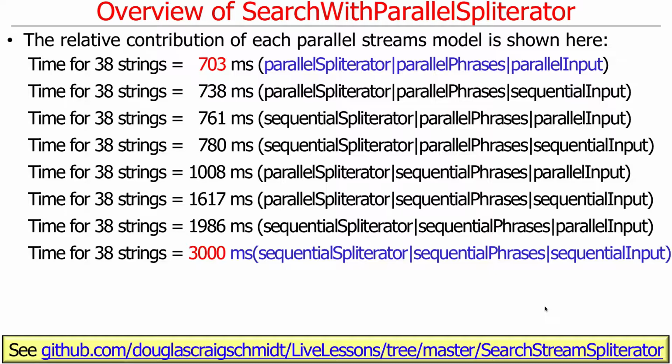So not surprisingly, the version that is sequential for all 3 of these things takes the slowest time to run. It takes about 3,000 milliseconds. And the version that uses everything in parallel runs much faster. So you can see it's a lot faster. And it's the fastest. So all parallel is the fastest. All sequential, no surprise, is the slowest. And then some interesting combination of everything else fills in between those things.